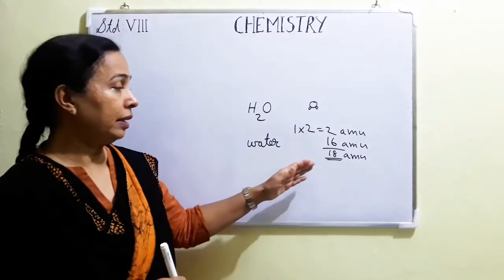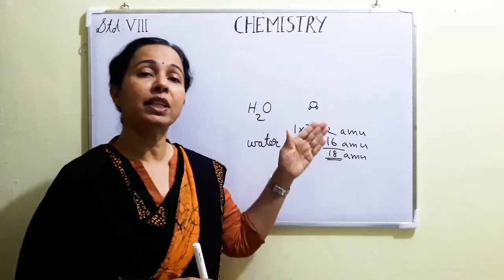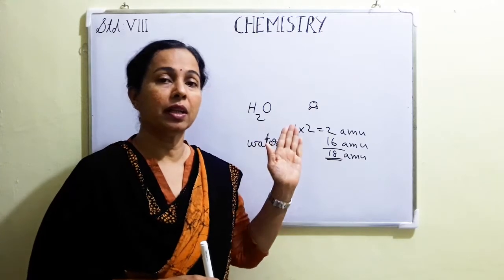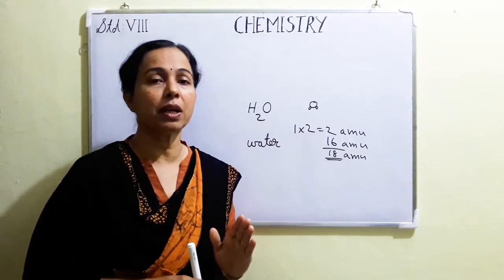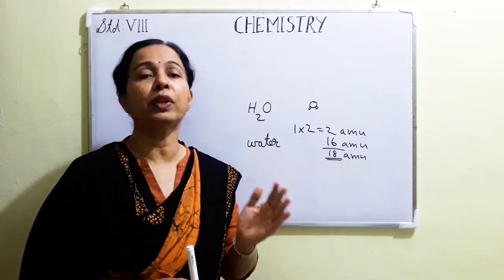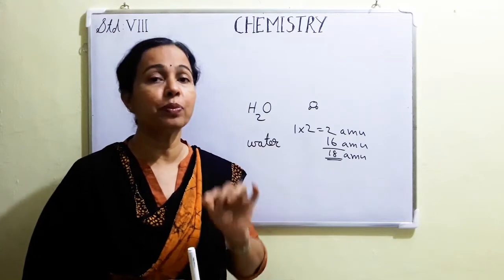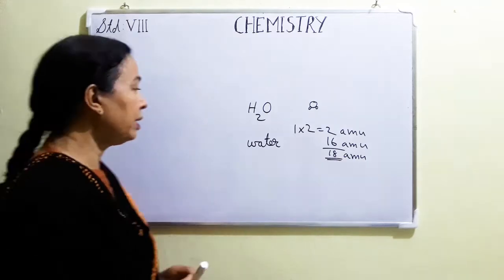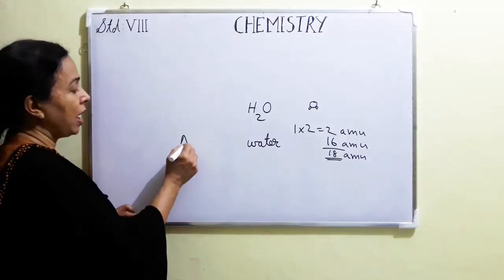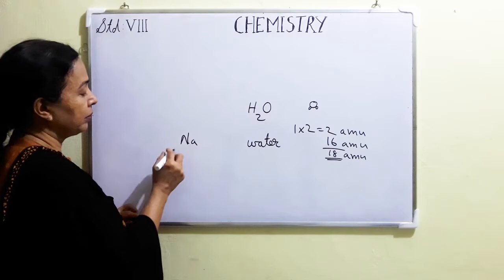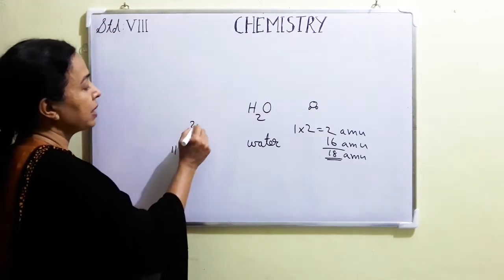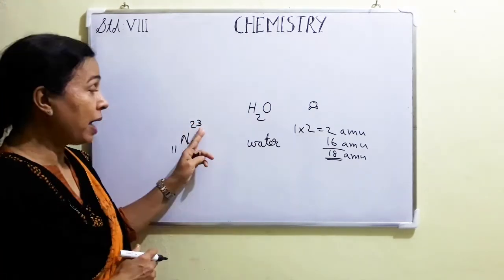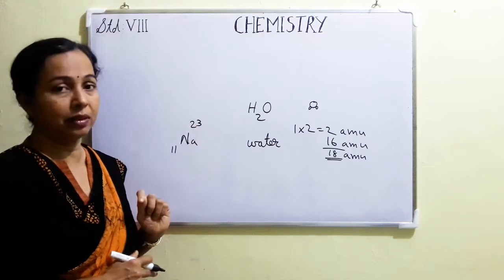Okay. Then, you have already studied in the last chapter about mass number. What is mass number? Mass number is the sum of the number of protons and neutrons present in the nucleus of an atom of an element. For example, sodium. Atomic number is 11, but mass number is 23. Mass number of sodium is 23.